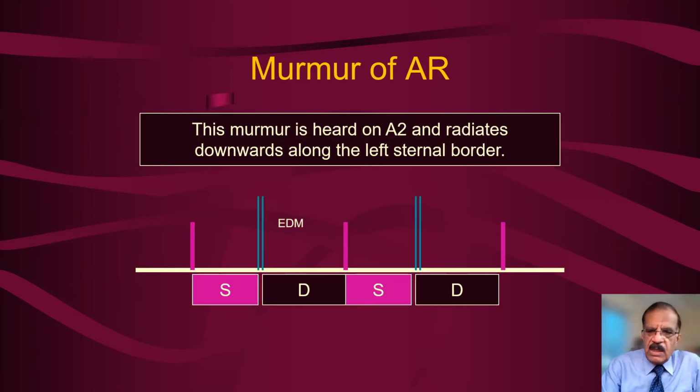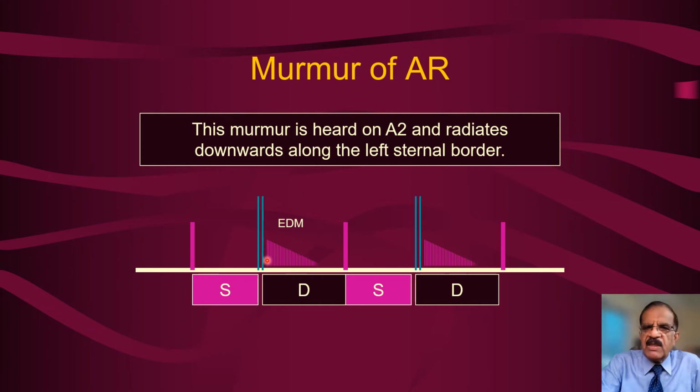This cartoon will show you how this murmur is. This is a normal person, systole and diastole. This is the first sound, the second sound. The second sound consists of two components, and the murmur is like this. Early diastolic murmur. See this decrescendo murmur. The maximum to start with, immediately after the second sound, immediately the diastole starts.